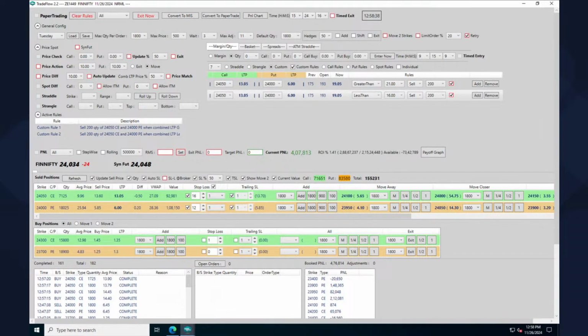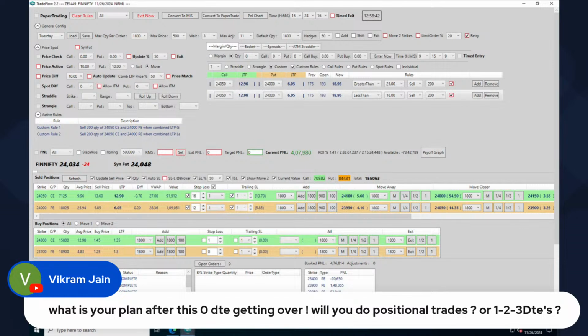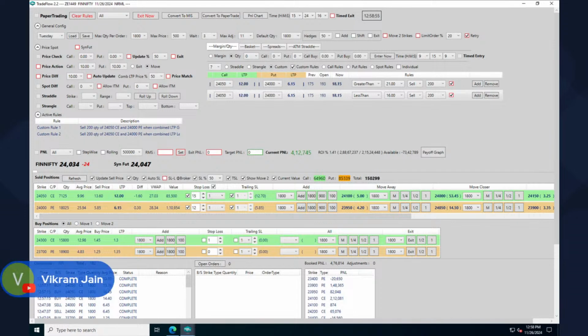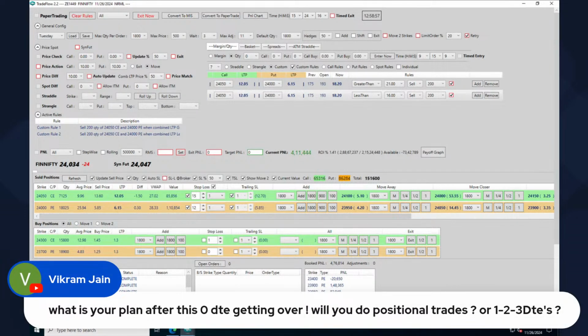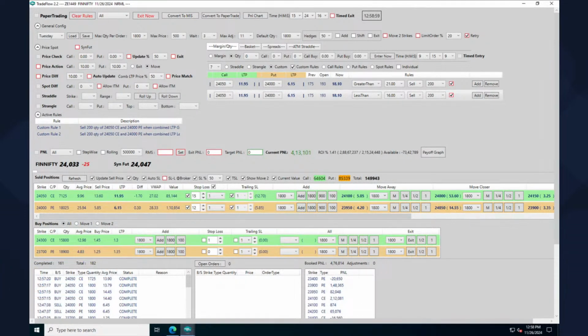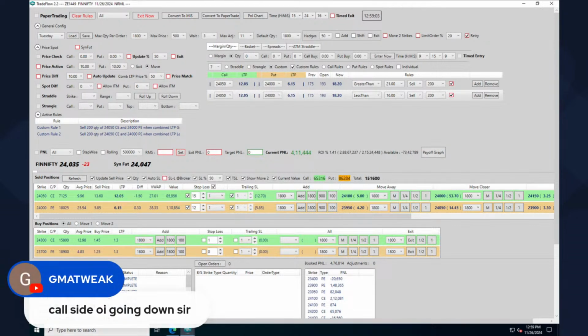One second. So what is your plan after? Okay, okay. No, I think there is nothing to worry. So Nifty and Sensex give enough opportunities, right? So that's all right. Call side is going down. Let me just check.